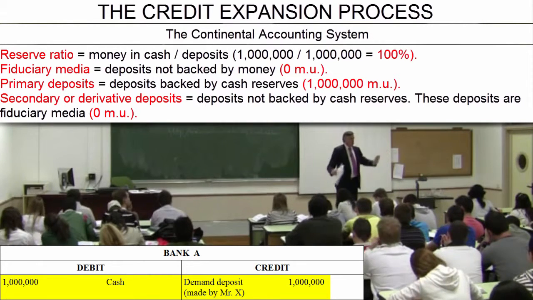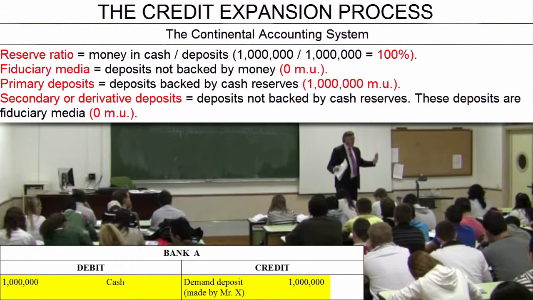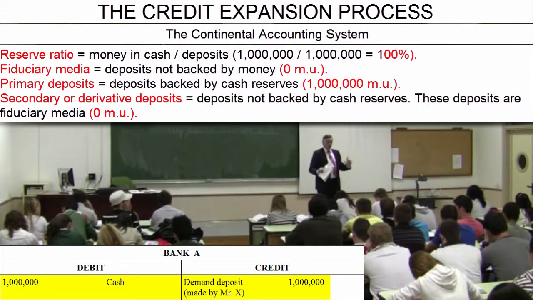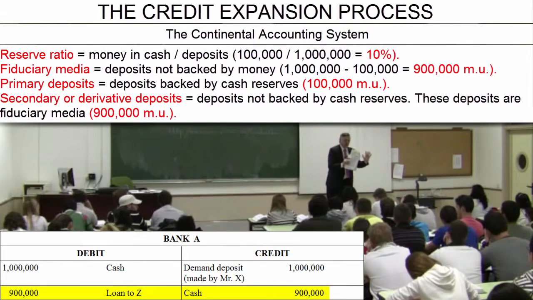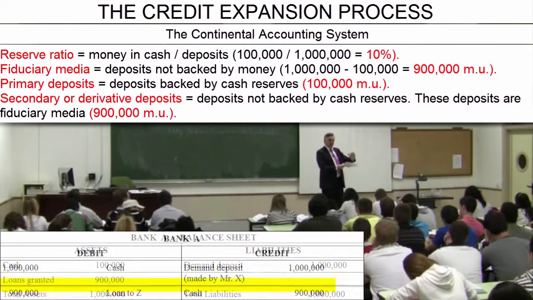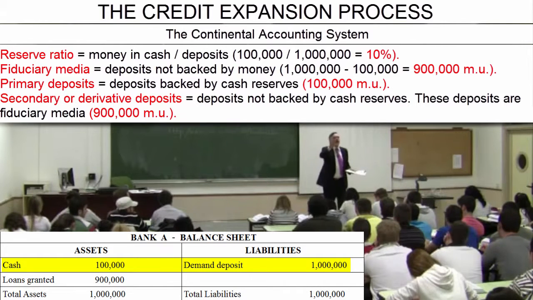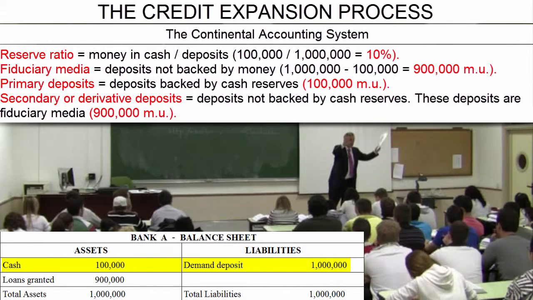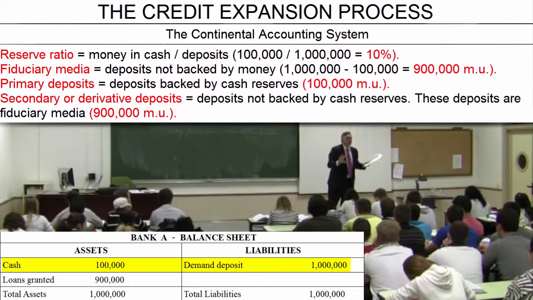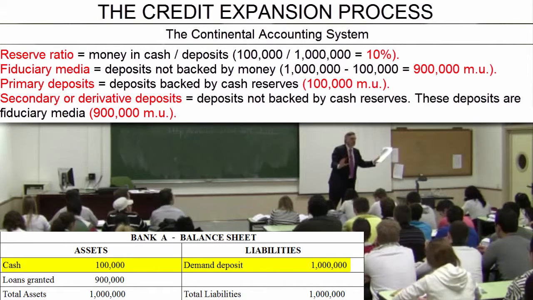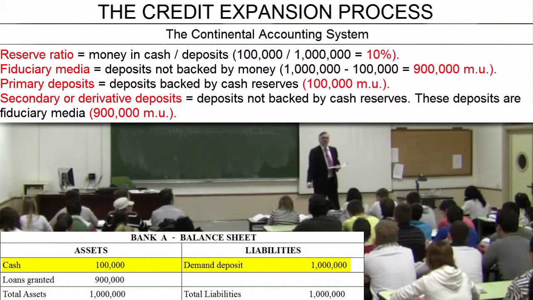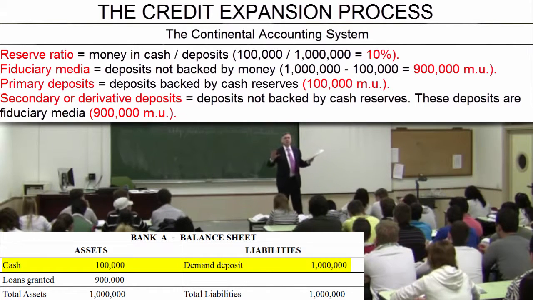Now, notice, initially when 1 million is deposited and the vault contains 1 million, there are no fiduciary media. The entire deposit is backed by cash. There is no problem. When the bank lends 900,000, then the bank's cash reserves drop to 10%. The bank still has 1 million in deposits, and of the 1 million originally deposited, 100,000 are primary deposits backed by cash in the bank, and 900,000 are secondary deposits, or fiduciary media.